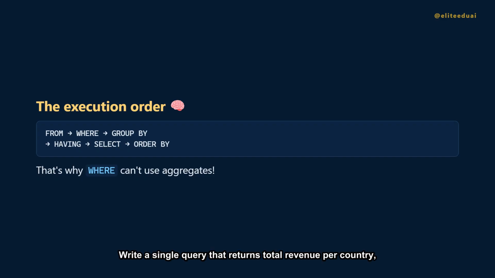Here's the nuance. SQL doesn't run top to bottom. It runs FROM, then WHERE, then GROUP BY, then HAVING, then SELECT, then ORDER BY. That's why WHERE can't filter on a SUM, the group doesn't exist yet. For that you use HAVING.